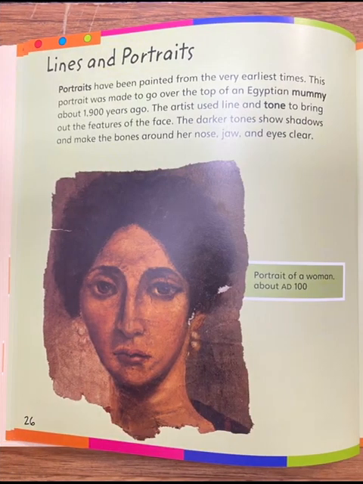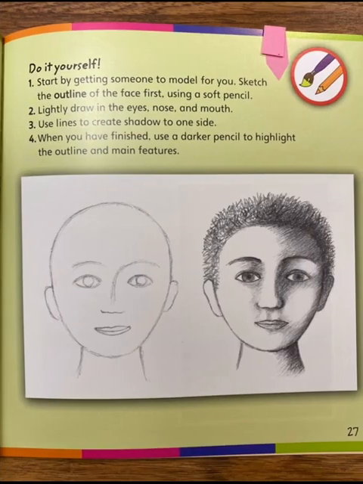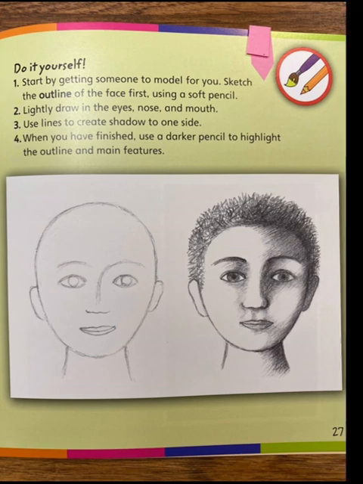Lines and portraits. It says portraits have been painted from the very earliest times. This portrait was made to go over the top of an Egyptian mummy about 1,900 years ago, and the artist used line and tone to bring out the features of the face. It says the darker tones show shadows and make the bones around her nose, jaw, and eyes clear. And this is Portrait of a Woman, about AD 100. Man, it's old. And then it shows you a little do-it-yourself.